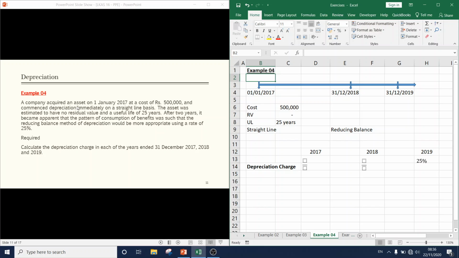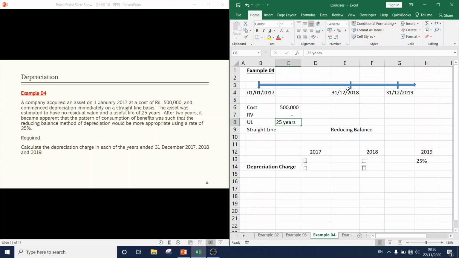The company acquired an asset on 1st of January 2017. On this date, they acquired an asset at a cost of 500,000 and commenced depreciation immediately on a straight line basis. So this is the depreciation method they have adopted. The asset was estimated to have no residual value. Residual value is nil, and a useful life of 25 years.